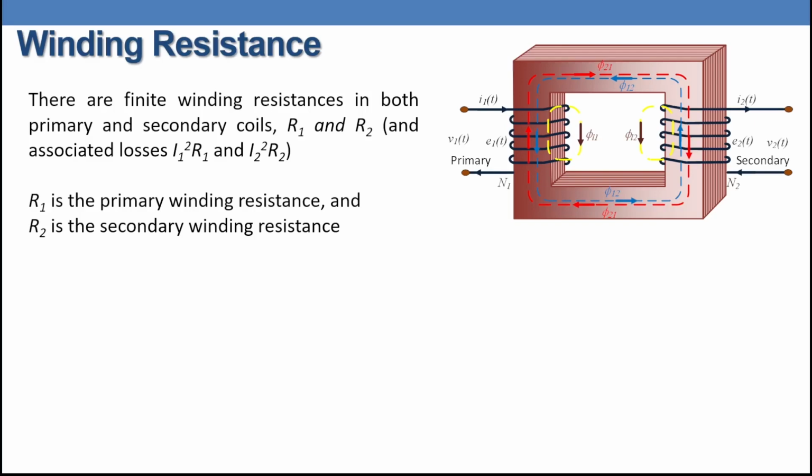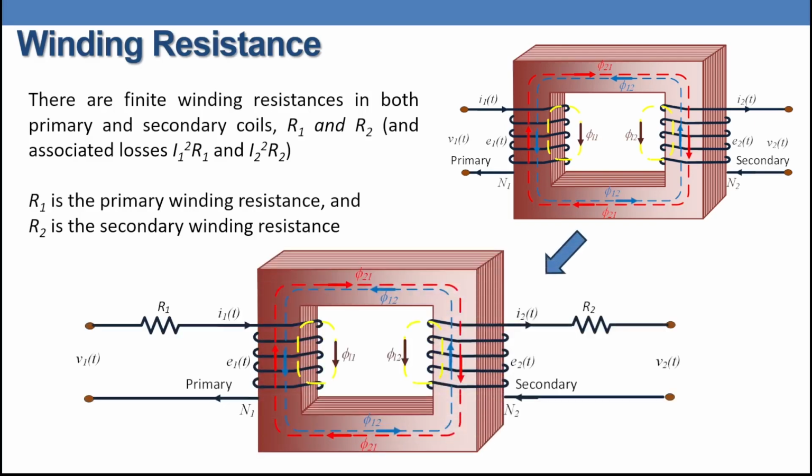So now we can represent this transformer as we can see in this figure. We are going to extract the winding resistance outside the transformer. So there will be a primary side and secondary side, and we have R1 and R2.